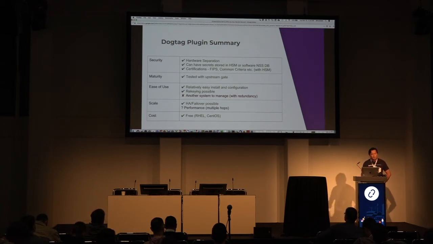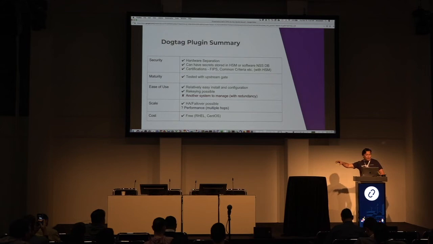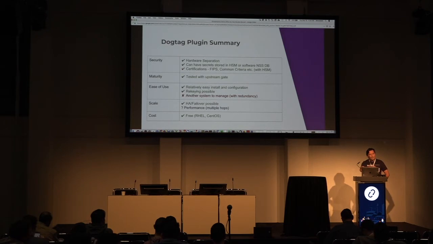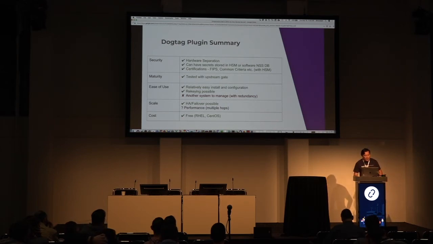Failover, of course, is possible in different ways. The only concern we have is there could be a concern about performance, depending on how much performance you actually need, because here you have multiple hops, right? You're going from Barbican to Dogtag to your HSM, getting your secrets, bringing it back. It may be less performant than, say, going through the PKCS11 plugin and going directly to your HSM. It depends on your performance. But that would be true for every secret management system that was outside and extracted away from Barbican. And of course, it's free because it's part of CentOS and part of RHEL.